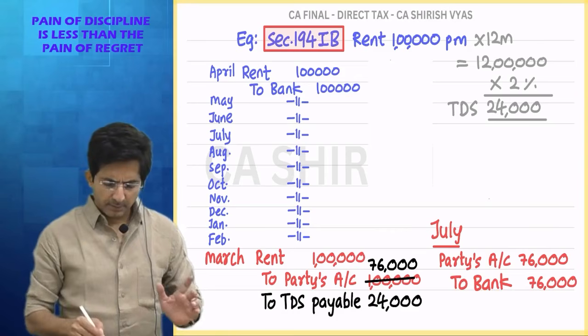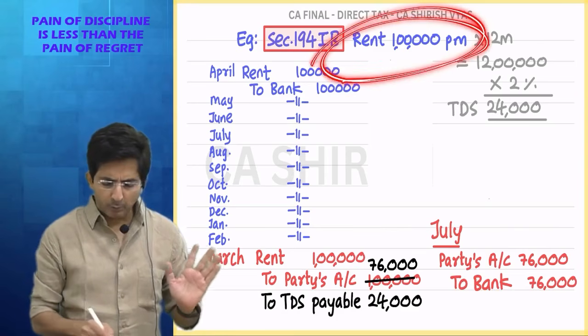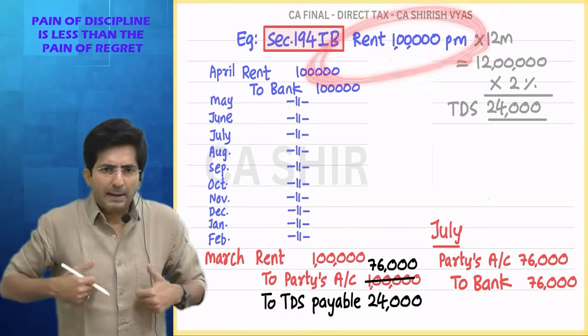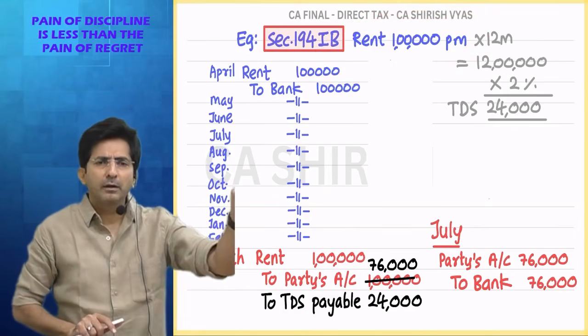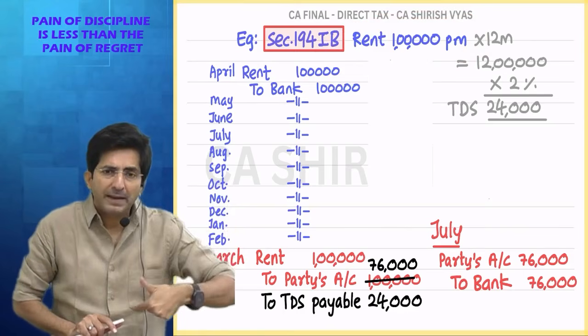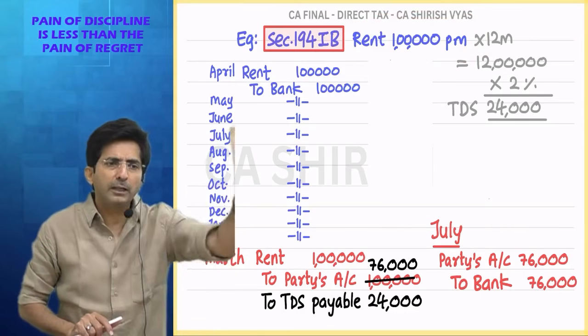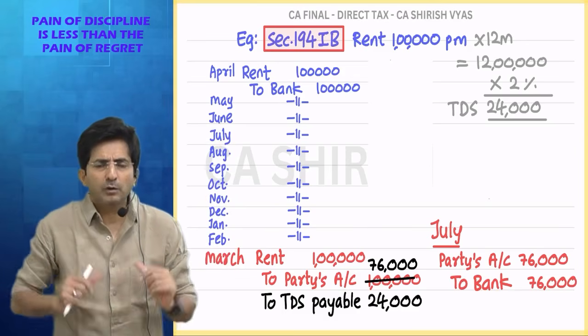So try this point in this example. Imagine I am making rent payment of 1 lakh every month. So I am the payer. But who is the receiver? Property owner. So the property owner should give me his PAN number. But he did not give me his PAN. So what will I do?